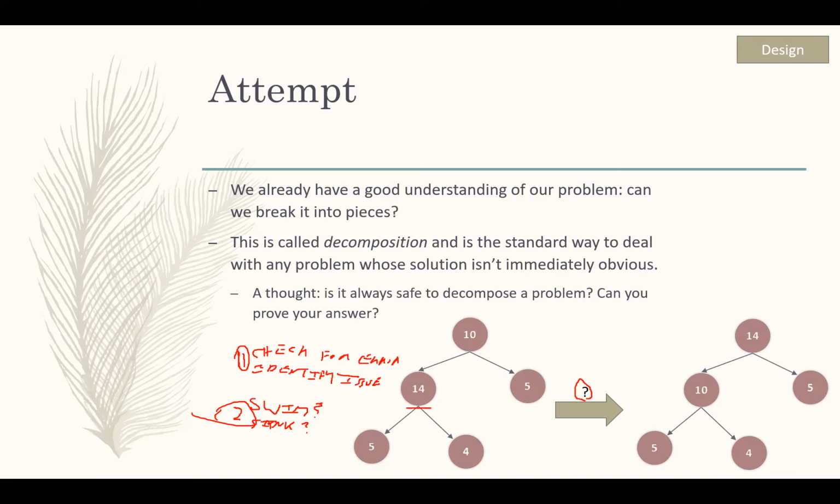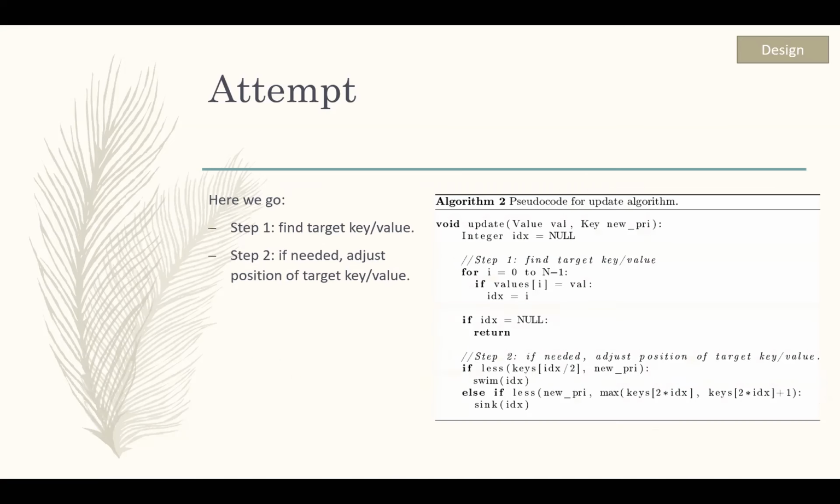So that's pretty good. What I had lines up with what Devon said. Step one, find target key/value. Step two, if needed, adjust the position of the target key/value. These are things that we want to do. This is my proposed algorithm, and at this point, I have no idea if it's a good algorithm.